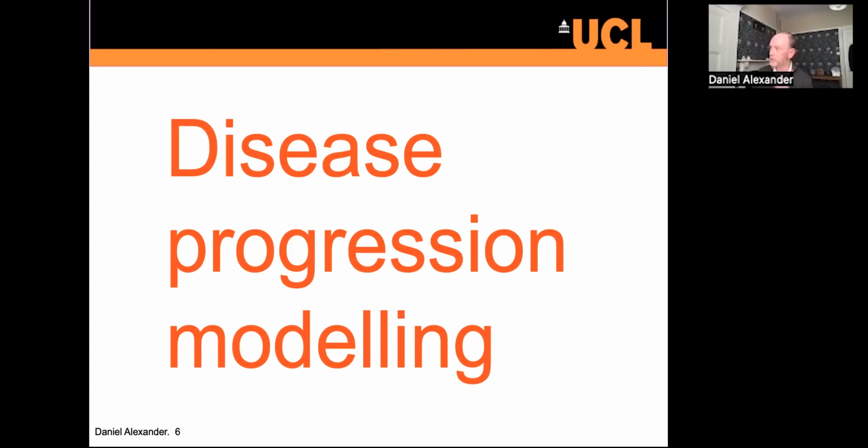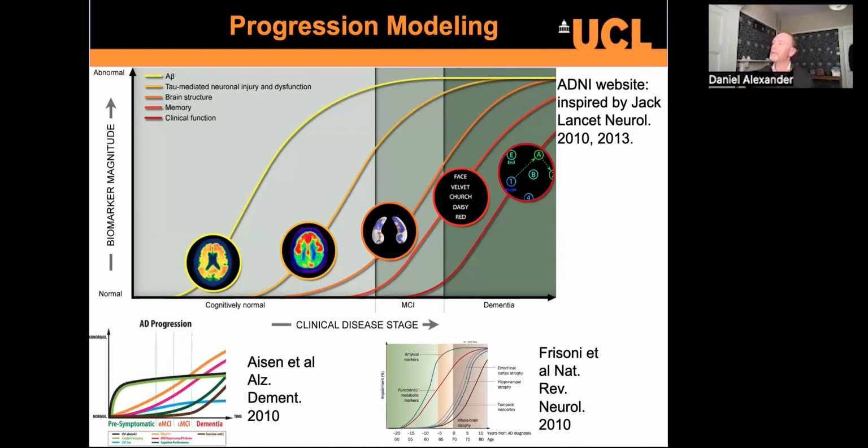The second one I wanted to mention was the idea of disease progression modeling. The broad aim in disease progression modeling is to try to recover, from sparsely sampled and heterogeneous patient data sets, longitudinal pictures of how a chronic disease evolves over time.